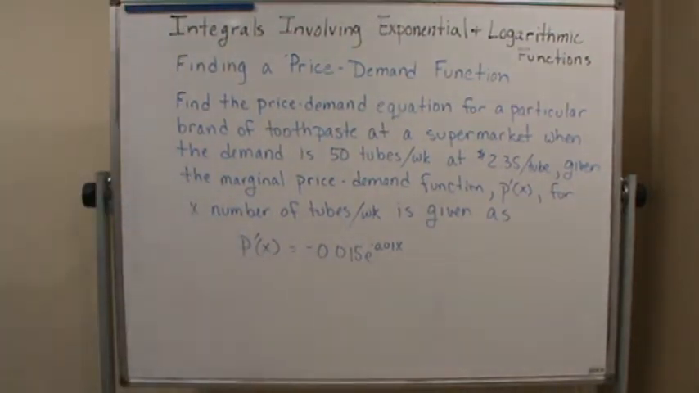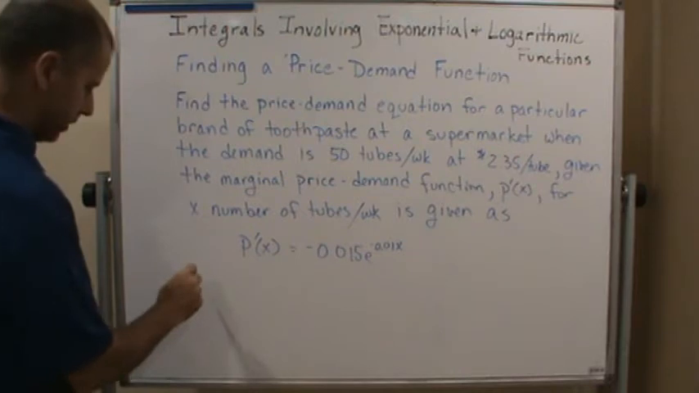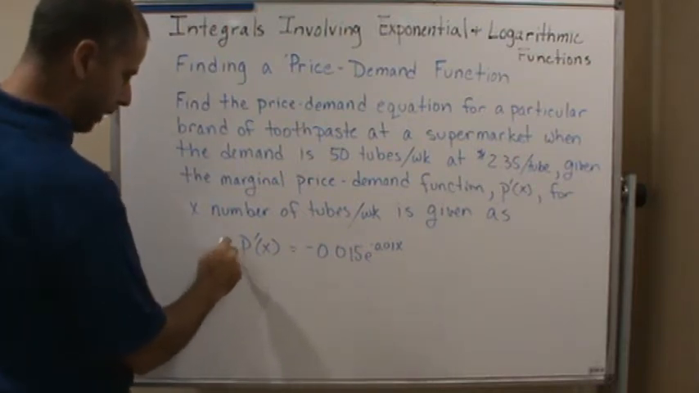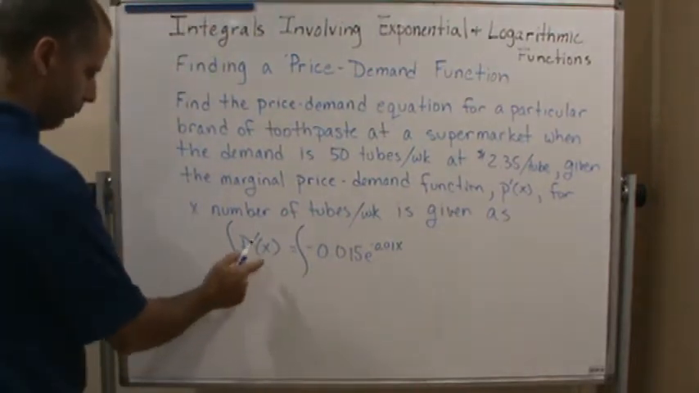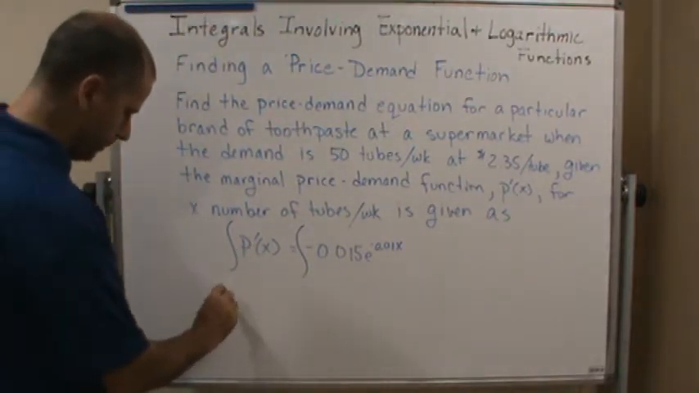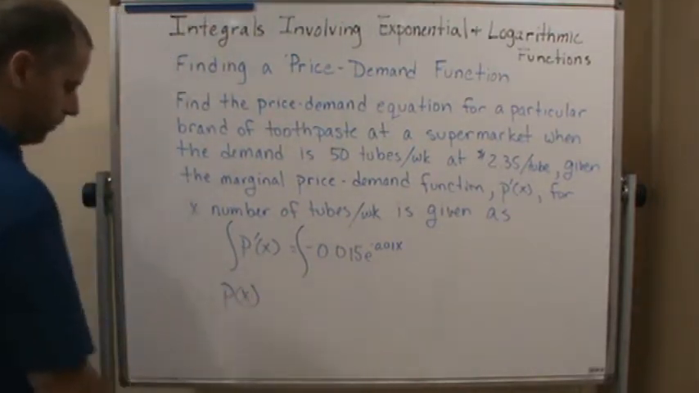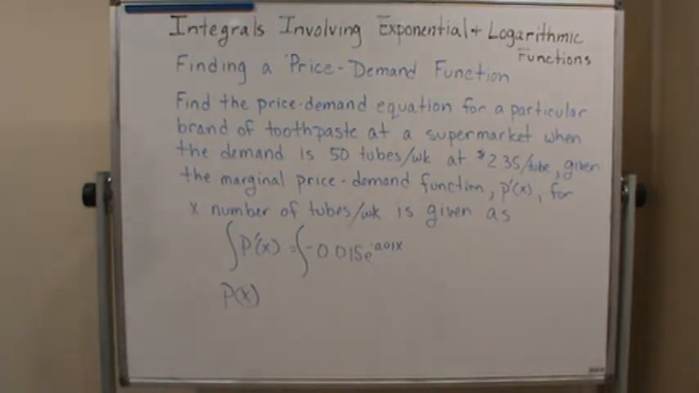Now we need two things. The first thing we want is to find the price demand function. So we're going to have to integrate this to find it. Let's do that. Let's integrate both sides. If we integrate both sides, then we're going to get P of x, which is our demand function, the price demand function, if you will.